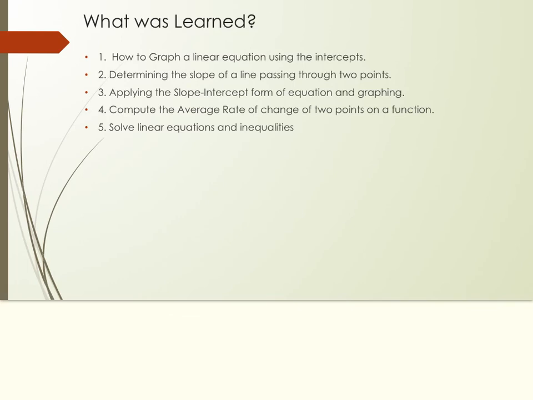Now we want to say what was learned. How to graph a linear equation using the intercepts. Determine the slope of a line passing through 2 points. Applying the slope-intercept form of equations and graphing. Compute the average rate of change of 2 points on a function and solve linear equations and inequalities. I'd like you to continue to do some problems in chapter 2.4 and also go through the lecture problem notes.